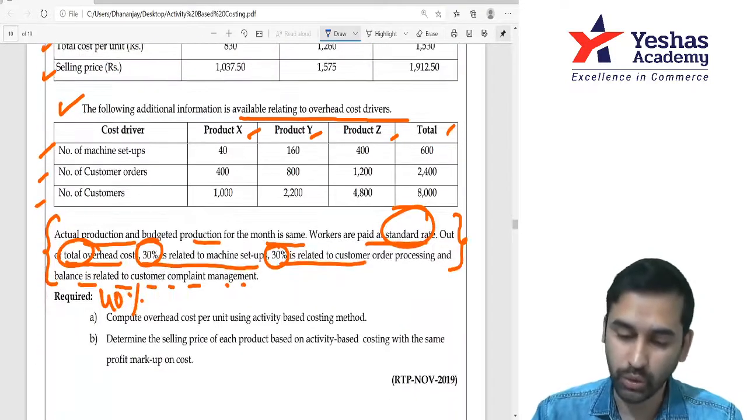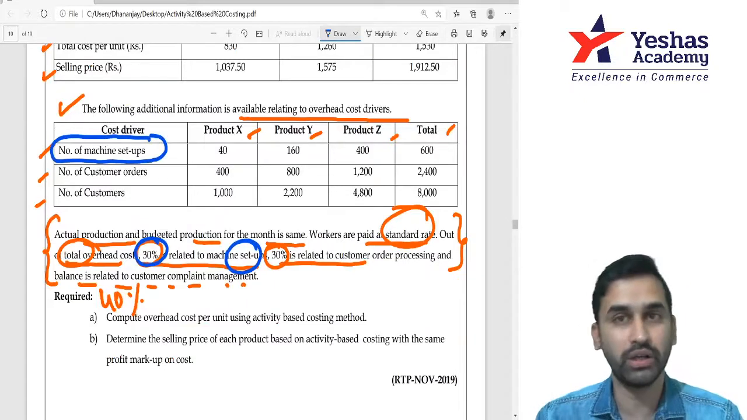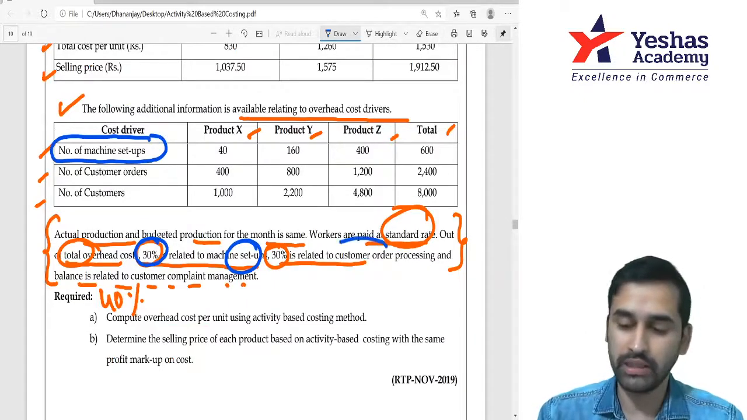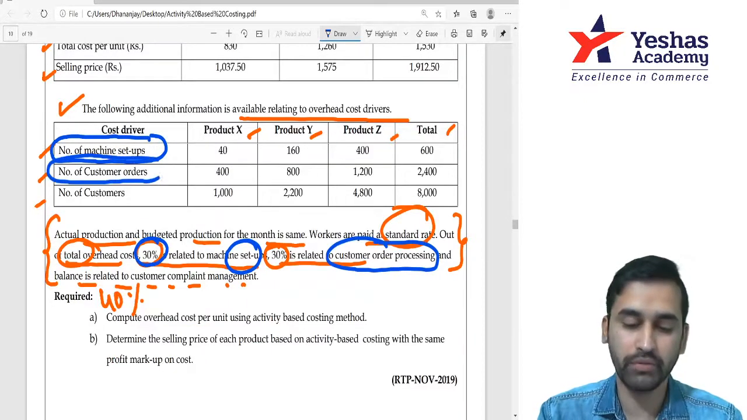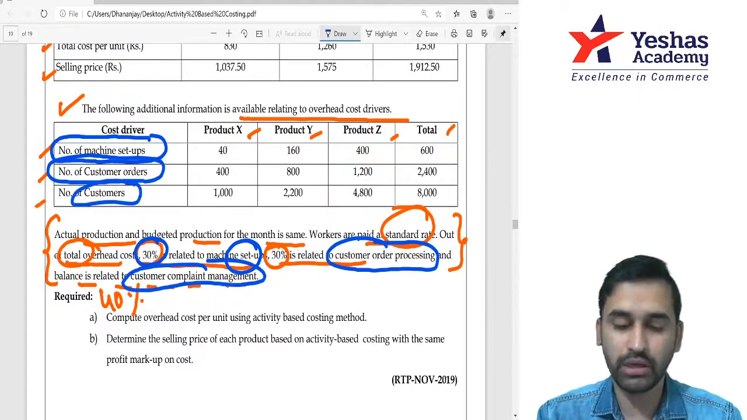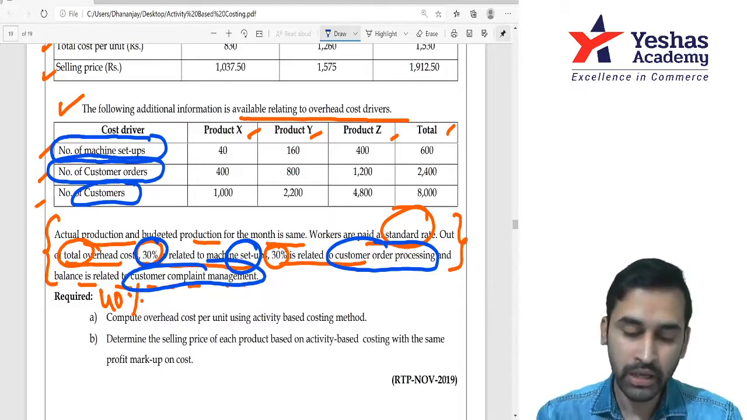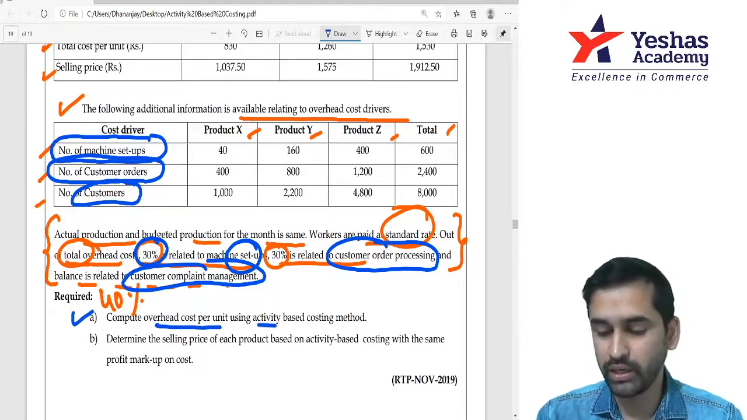Out of the total overhead, 30% is related to setup. For that, machine setup is the cost driver. 30% is related to customer order processing, number of customer orders. Balance is related to complaint management based on number of customers. Simple. Right. Compute overhead cost per unit using ABC.